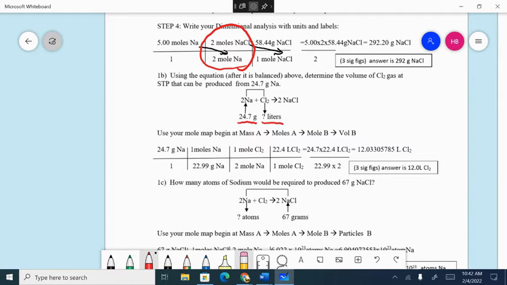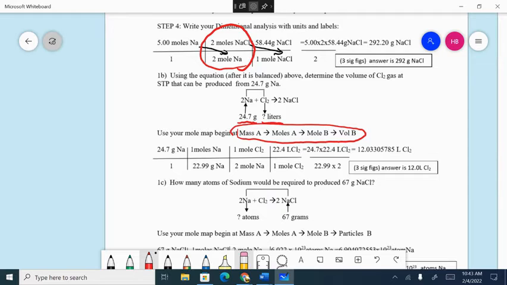So on my mole card, I'm always going to start on the A side. My given was given to me in mass, so I know I'm going to start at mass of A, and they're asking us to find volume of B. So you can see the path you're going to have to take. First, you go from mass of A to moles of A, moles of A to moles of B, moles of B to volume of B. This is my path that I'm going to take on my mole card.